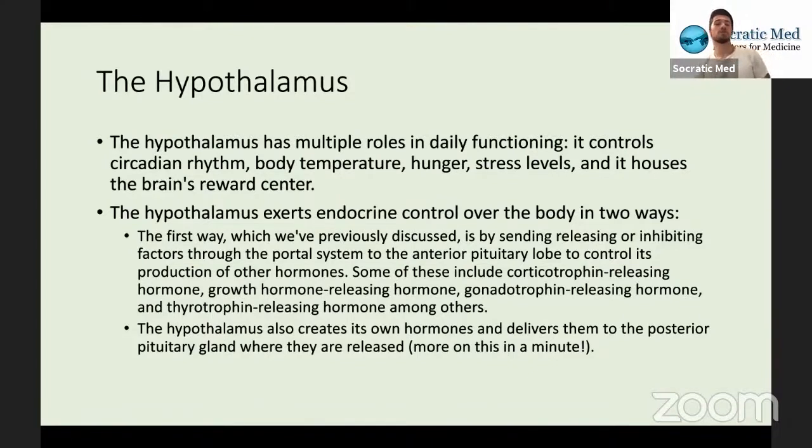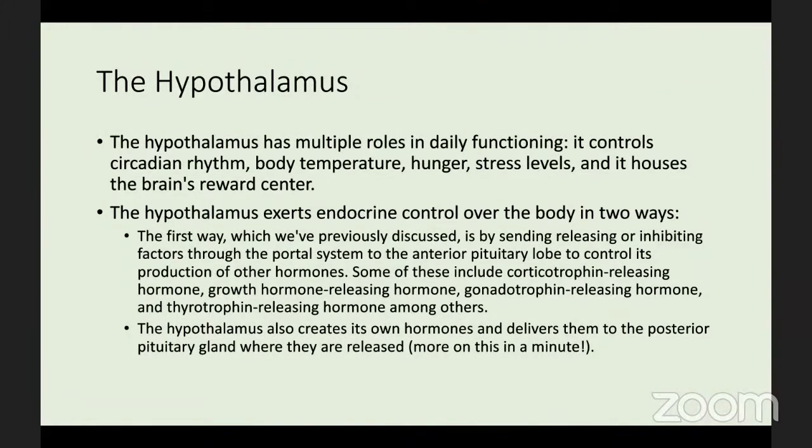So the hypothalamus exerts endocrine control over the body in two ways. The first way, which we've previously discussed, is by sending releasing or inhibiting factors through the portal system to the anterior pituitary lobe to control its production of other hormones. The pituitary gland is split into two lobes, and we're going to talk a little bit more about that on the next slide. The hormones released by the hypothalamus include corticotropin releasing hormone, growth hormone releasing hormone, gonadotropin releasing hormone, and thyrotropin releasing hormone, among others.